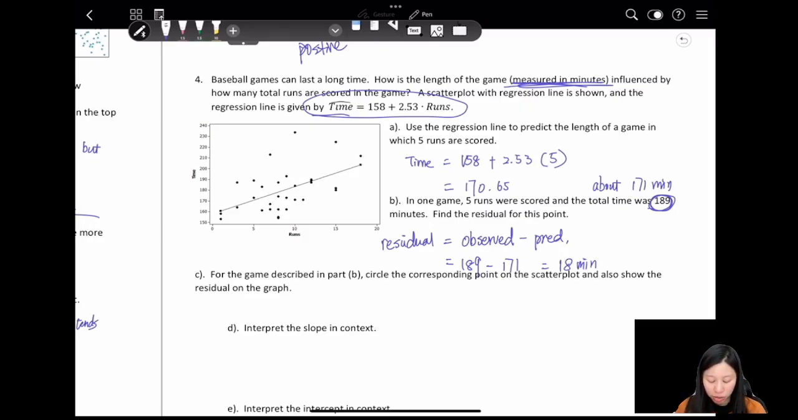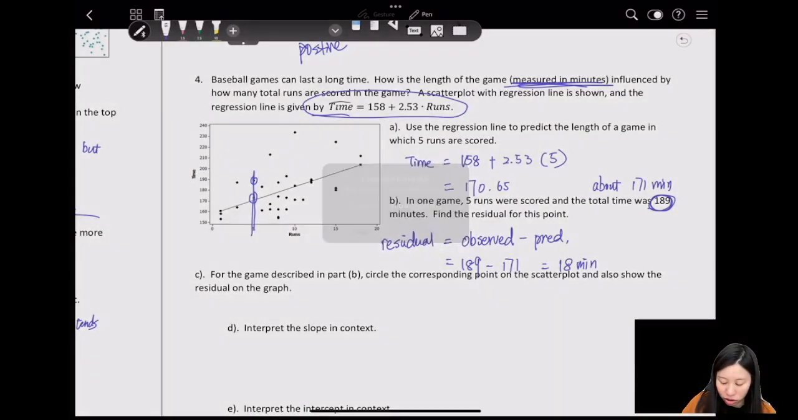For the game described in part B, circle the corresponding point on the scatter plot and also show the residual on the graph. So now we're looking at 5 runs, which is here. When it has 5 runs, they have 2 points, right? But the time that they observe is 189, which is the top one. Because this point is approximately 170, it's not 189, not the observed one.